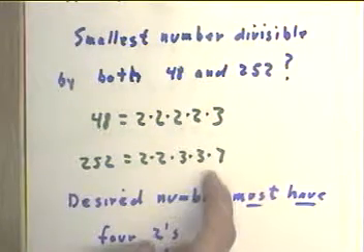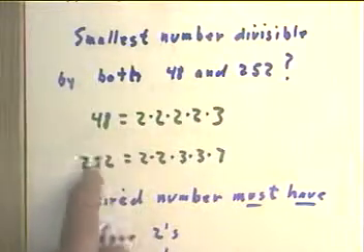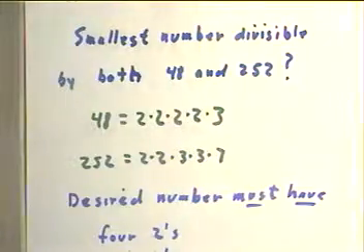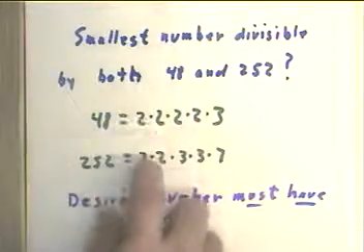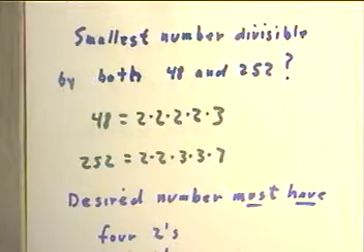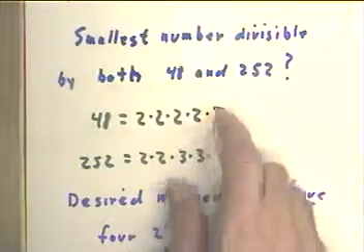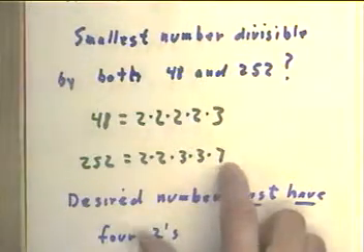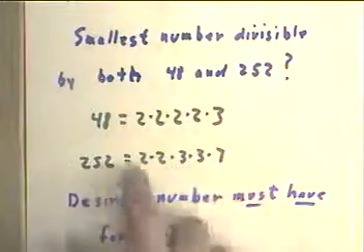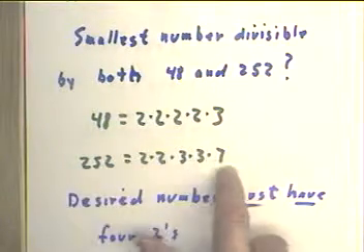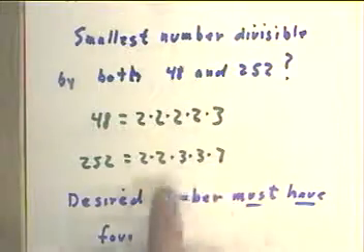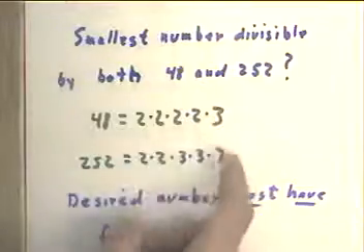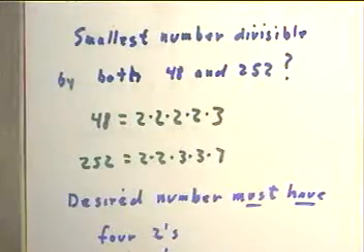Whatever number is a common multiple of both of these, any number that's a common multiple of both 48 and 252, well, it had better have a 2 in it because both 48 and 252 have a 2 in it. And it had better have a 3 in it because both 48 and 252 have 3's in it. And it better have a 7 in it because 252 has a 7, and 252 won't divide into that number unless that number has 7 as a factor. Now, what all does that number really have to have? Well, we see it has to have a 2, and it has to have a 3, and it has to have a 7. Is that going to be enough?